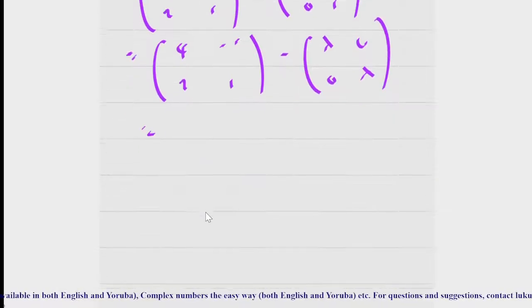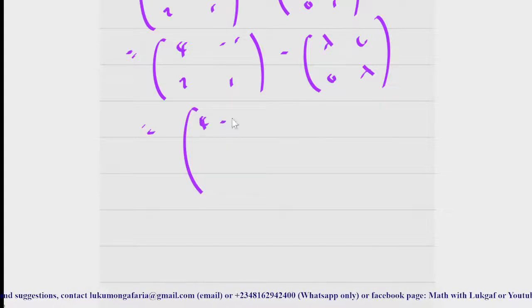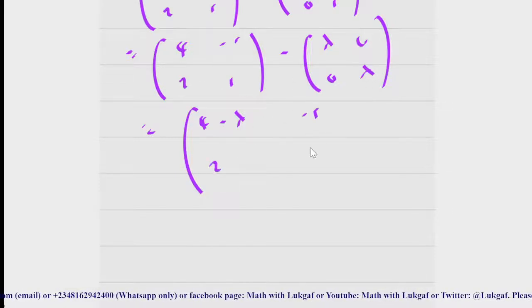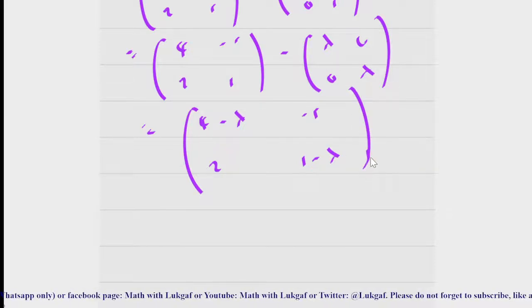So if you simplify it further, I'm going to have something of this nature. Remember, if you want to subtract two matrices from each other, you have to subtract the corresponding elements. So that is row 1, column 1 of this matrix minus row 1, column 1 of this matrix. Then I'm going to have 4 minus lambda. Minus 1 minus 0 will give me minus 1. 2 minus 0, that is 2. 1 minus lambda is 1 minus lambda. So if you are asked to find the characteristic matrix alone, then you are going to have this matrix.